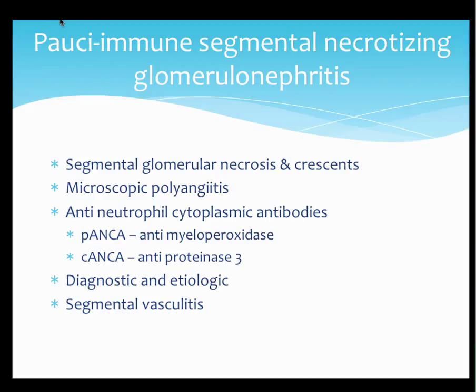The last main disease we're going to consider is pauci-immune segmental necrotizing glomerulonephritis, often associated with the presence of circulating anti-neutrophil cytoplasmic antibodies. As with anti-glomerular basement membrane disease, this disease process also produces segmental glomerular necrosis and crescents. Two forms of disease processes can do this, so-called microscopic polyangiitis and granulomatosis with polyangiitis. The anti-neutrophil cytoplasmic antibodies can have 2 different patterns, which I will show you in just a minute.